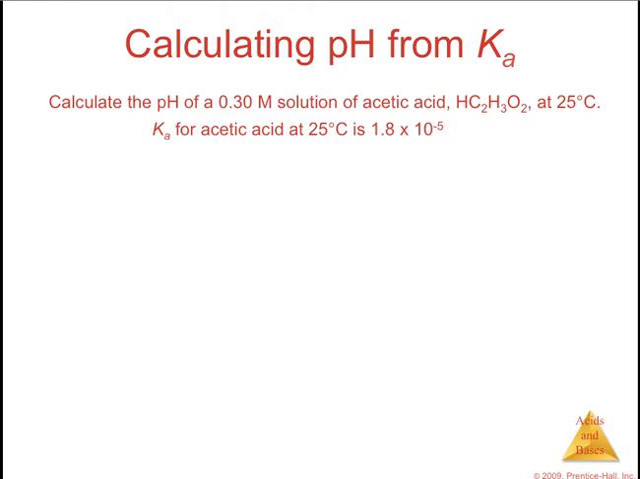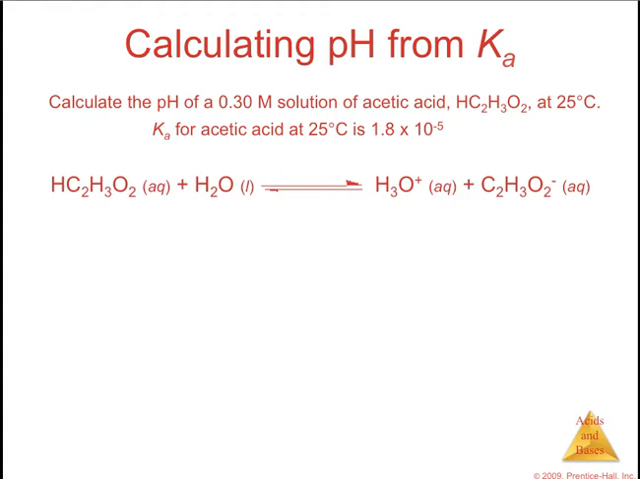Okay, let's calculate the pH given a Ka and a solution of a weak acid. We're calculating the pH, but we're given that we have a 0.30 molar solution of acetic acid at 25 degrees Celsius, and that the Ka for the acid is 1.8 times 10 to the negative fifth at 25 degrees Celsius. Remember, these Ks are temperature dependent.